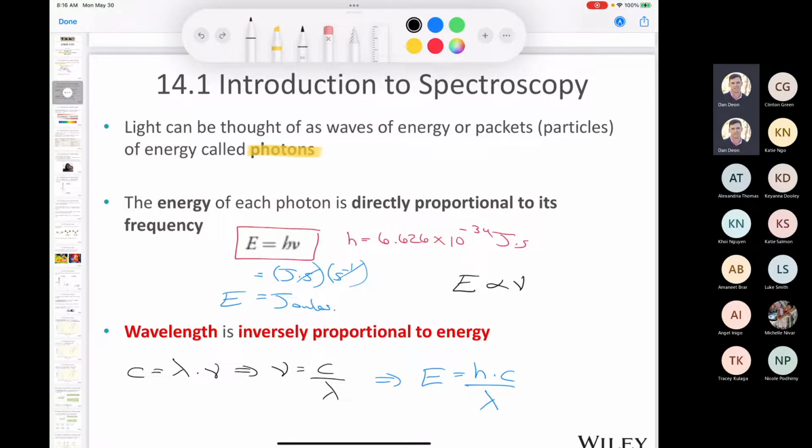Energy is directly proportional to frequency, but it's inversely proportional to wavelength. If you've forgotten what the speed of light is, for this class, you can just use 3.00 times 10 to the power of 8 meters per second. So that's the speed of light. That's a constant that most students have memorized at this point in the game.